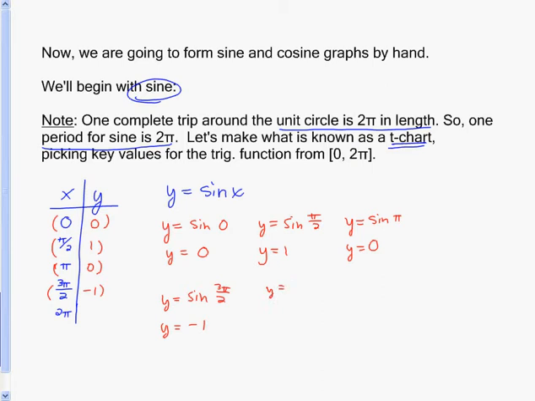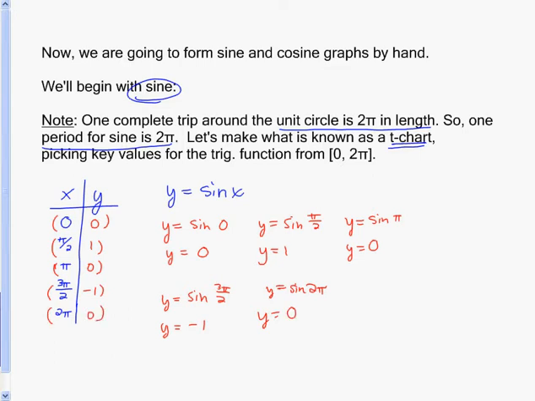And then lastly, y equals the sine of 2 pi. Well, 2 pi and 0 give you the same result, so you're just going to get 0 again.